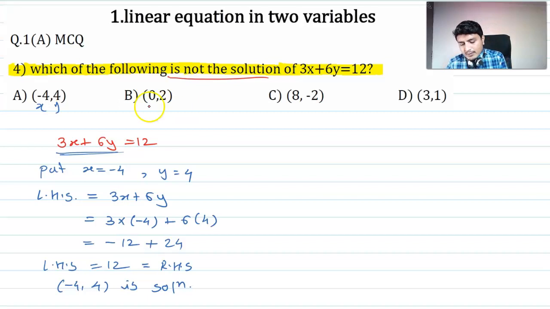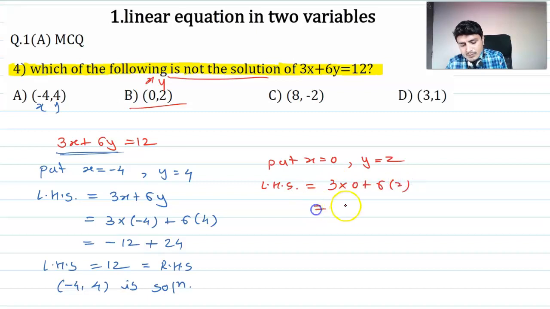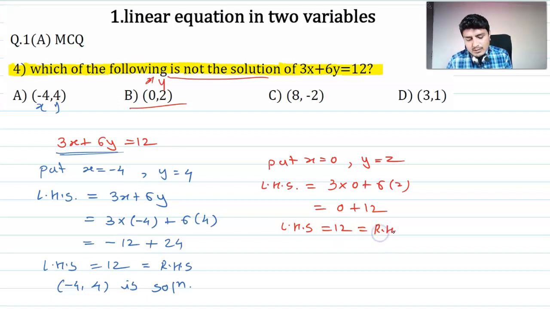Now after that, the second option is 0 comma 2, which means x is 0 and y is 2. So put x equal to 0 and y equal to 2. The LHS becomes 3 into 0 plus 6 into 2. So 3 into 0 is 0, 6 times 2 is 12, 0 plus 12. After simplifying the LHS, we get exactly 12. So after simplifying, the LHS is exactly equal to the RHS, which is 12 here.